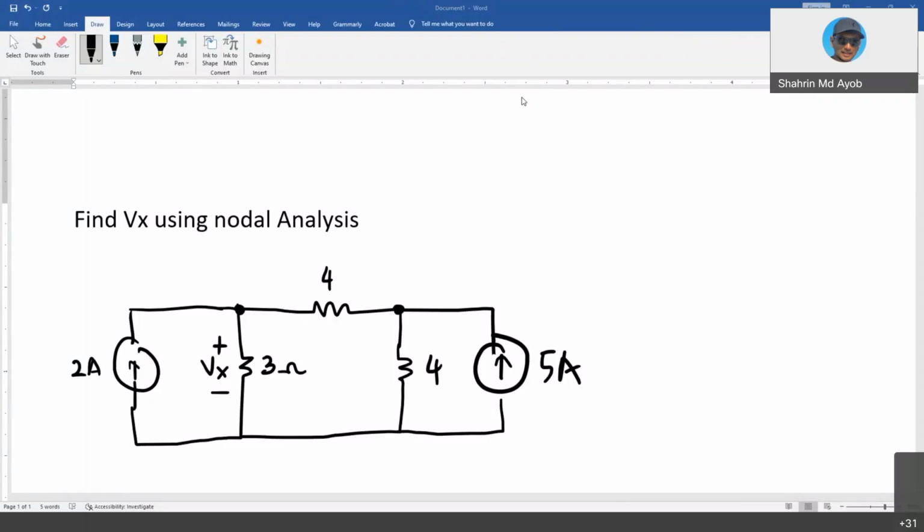So we are still in nodal analysis, the method of analysis using the nodal method to solve circuit problems. I would like to continue and refresh a bit about nodal analysis. I use this circuit as an example. We have two current sources and three resistors, and the question is find Vx, which is the voltage across the 3 ohm resistor.